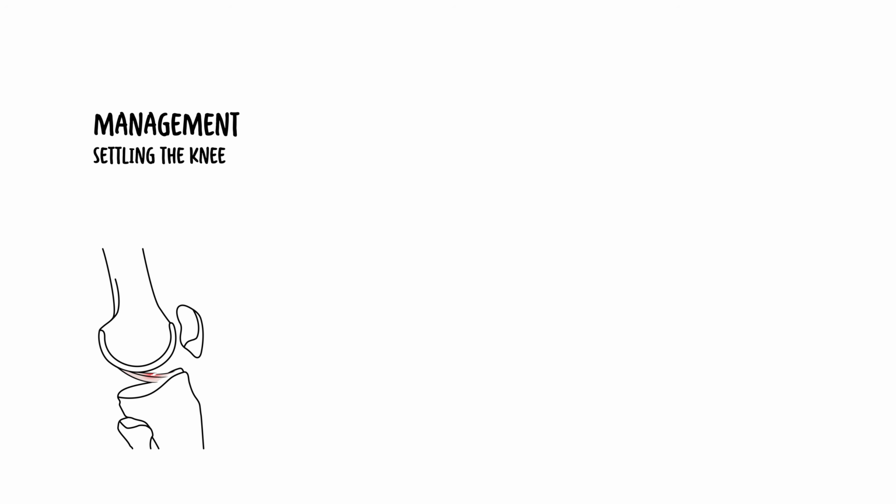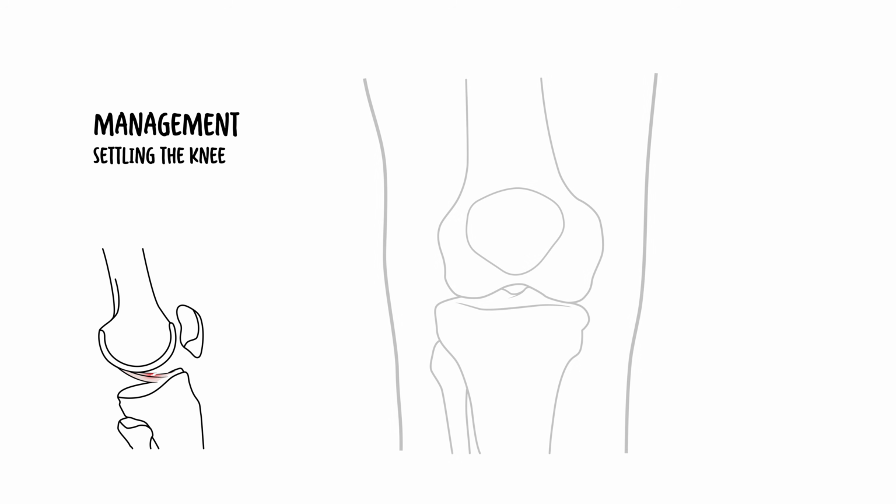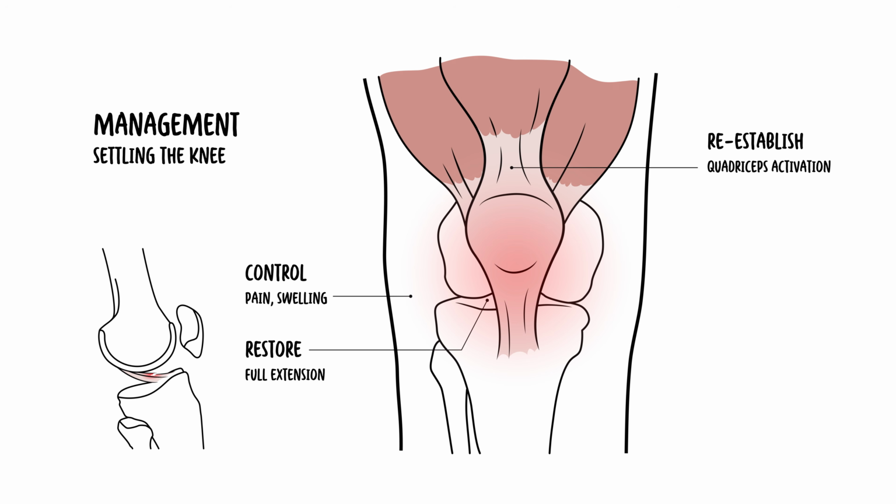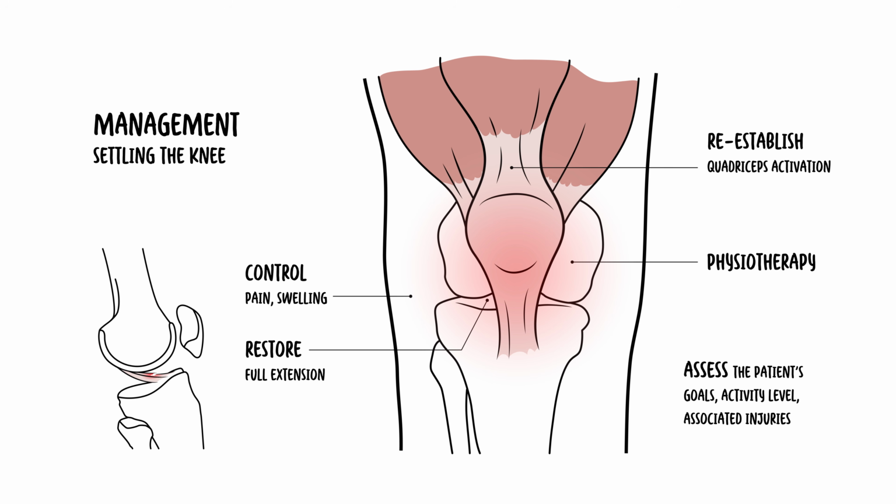Initial management for an ACL tear focuses on settling the knee before definitive decisions are made. It's important to control the pain and swelling, restore full extension and near normal range of motion, re-establish quadriceps activation, begin physiotherapy early, and assess the patient's goals, activity level, and associated injuries.